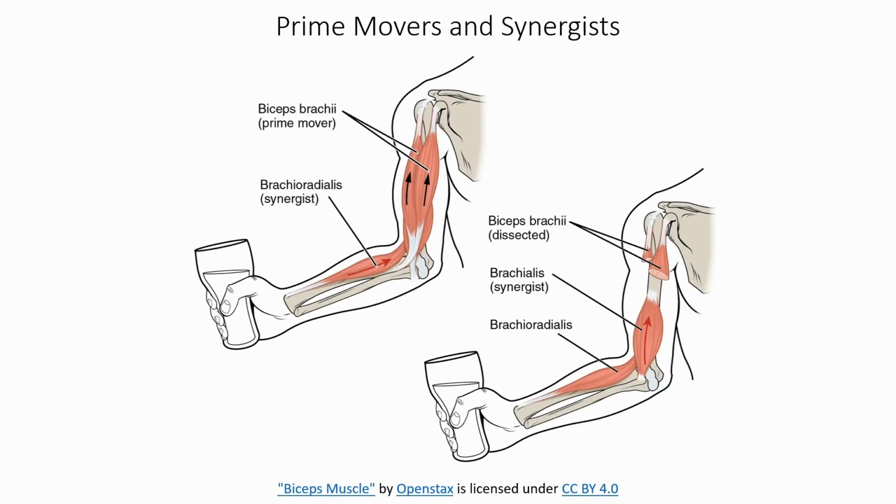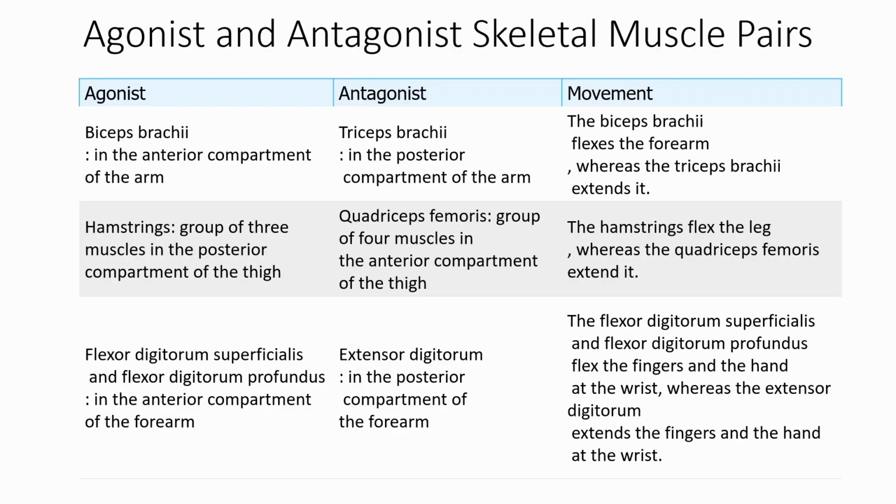So here we see the exact example I was talking about. We have the biceps brachii, which is the prime mover. We have a brachioradialis that is helping. We also have the brachialis, which is helping as well, to generate that force to flex at the elbow. So prime mover, biceps brachii is the major player. Brachioradialis and the brachialis are going to help. And then the triceps brachii is the antagonist, because it's doing the opposite.